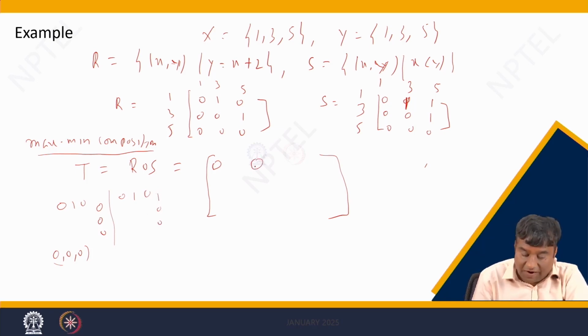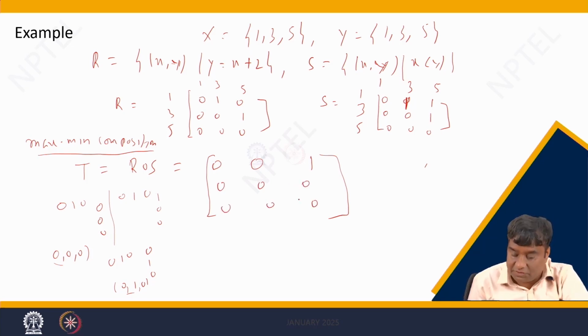Now first row, third column. So 0 1 0 with 0 1 0. So minimum is 0, then minimum is 1, then minimum is 0. So the maximum is 1. So that should be the 1. So in this way we can find the max min relation. Next, everything will be 0.